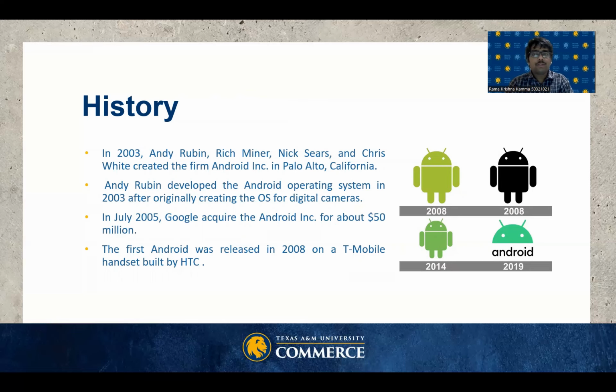So in July 2005, Google acquired Android Inc. for about 50 billion. Later, significant developments were made in the Android operating system. The first Android operating system was released in 2008 on the T-Mobile headset, which was manufactured by HTC.